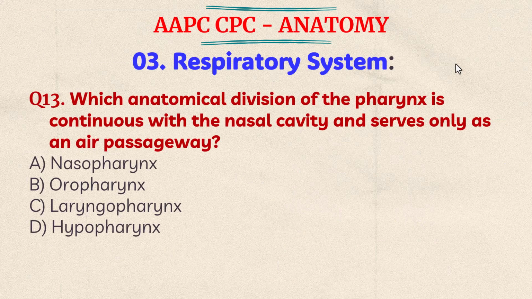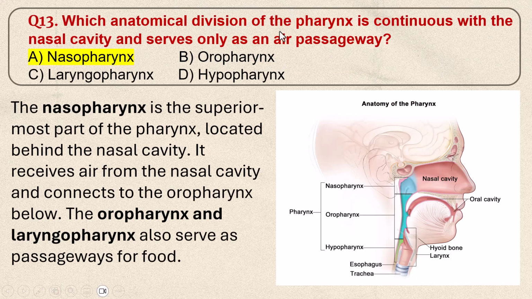Question number 13. Which anatomical division of the pharynx is continuous with the nasal cavity and serves only as an air passageway? A. Nasopharynx. B. Oropharynx. C. Laryngopharynx. D. Hypopharynx. Think the answer. So the correct answer is A.